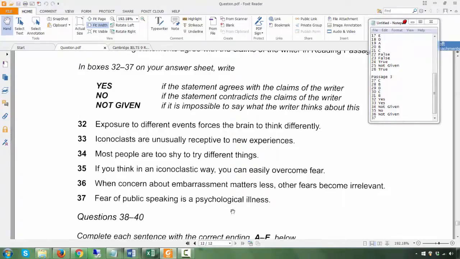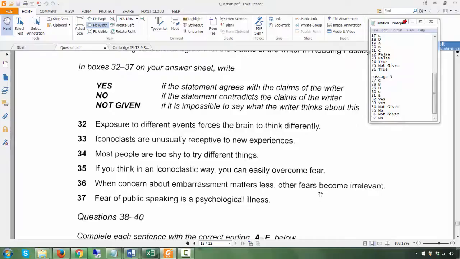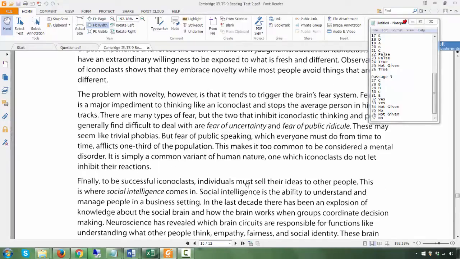37. Fear of public speaking is a psychological illness. Answer to that is no. But fear of public speaking, which everyone must do from time to time, afflicts one third of the population. This makes it too common to be considered a mental disorder. Psychological illness, mental disorder are the same thing. So it's too common to be considered one. So that's no.